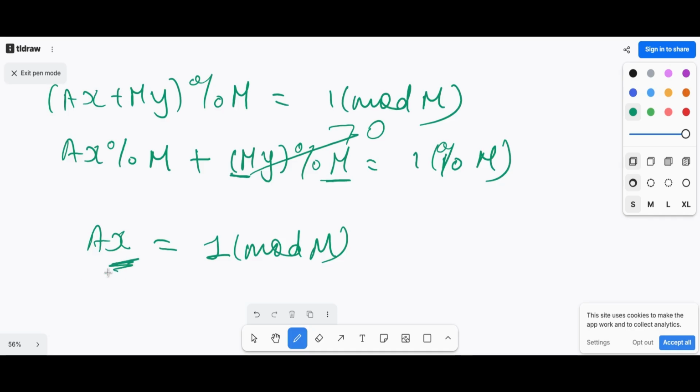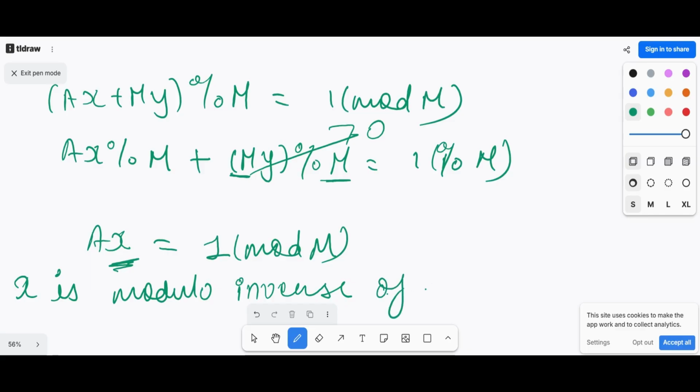So what does this simply mean? That x is the multiplicative modulo inverse of a. So x is my multiplicative modulo inverse of a.